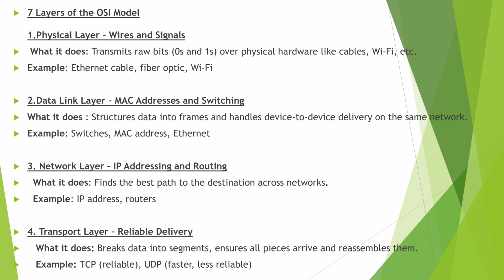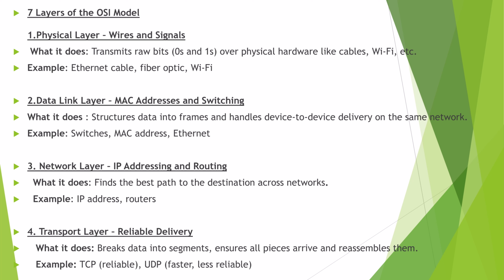So in the OSI model, there are 7 layers. The first one is the physical layer, which is wires and signals. What it does is transmit raw bits over physical hardware like cables, Wi-Fi, etc. Examples are the Ethernet cable, fiber optic, and Wi-Fi.